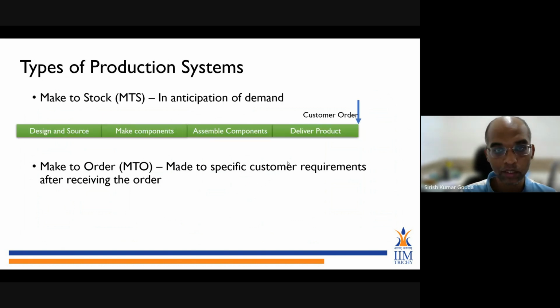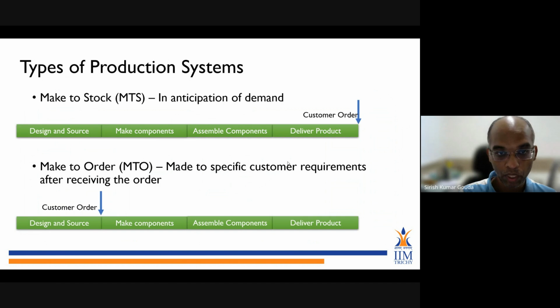Now, as I discussed the different activities, if I divide the entire set of activities before the product gets delivered to the customer as designing and sourcing, making the components, assembling the components, and delivering the product, here, as you will see, the customer order comes right after the product is delivered, let's say, to the retailer, right?